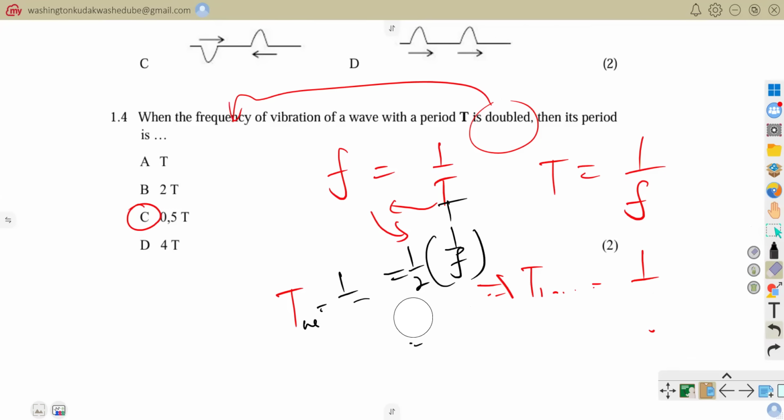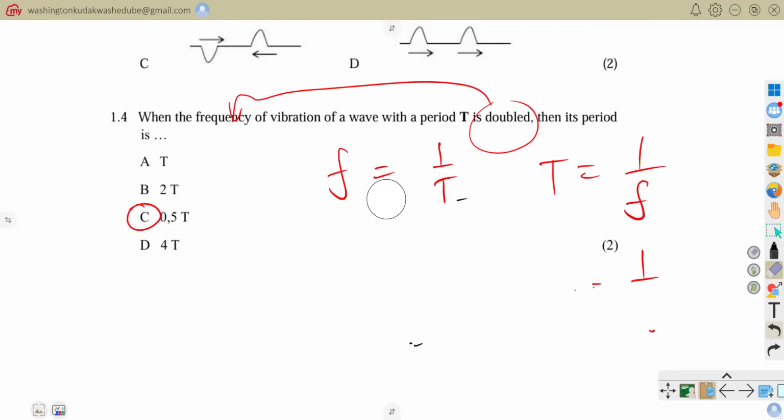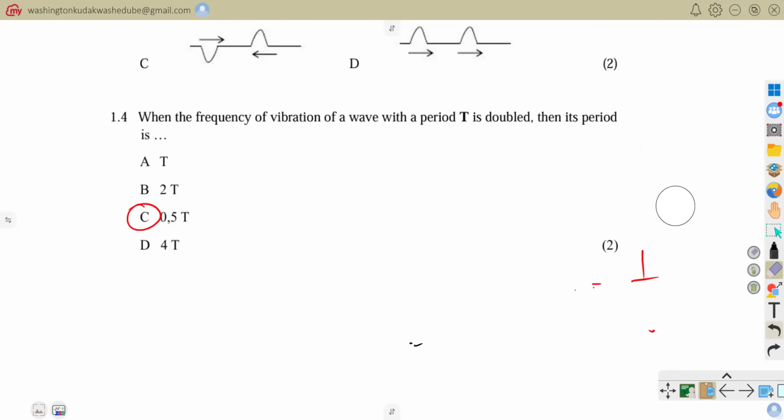So guys, I would advise you strongly that whenever you are attempting your multiple choice questions, try by all means to use all the laws that you know to reason through so that you can choose the most accurate answer. Don't do guesswork.